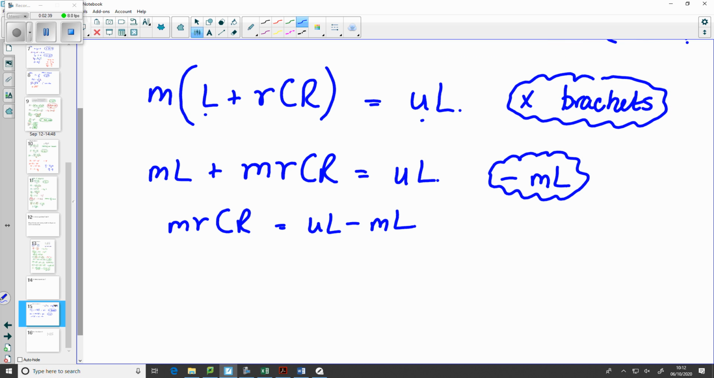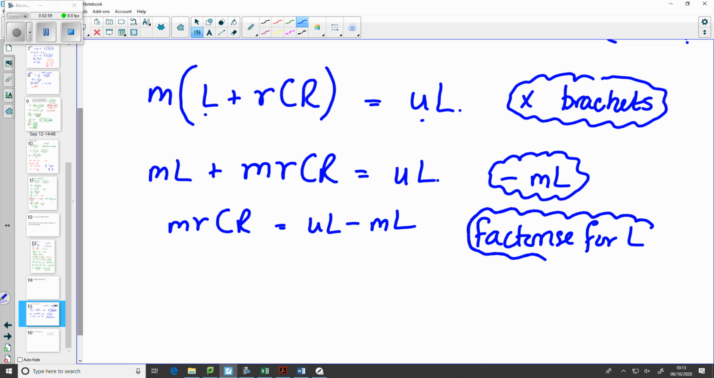Right. Now what can we do? We've got our two L's together. Factorise for L, yeah? So I'm going to bring it over this side because that's better on the left. L outside some brackets, inside U minus M. Remember the check? If I multiply them back out, do I end up back with that? L times U minus L times M. Yes.